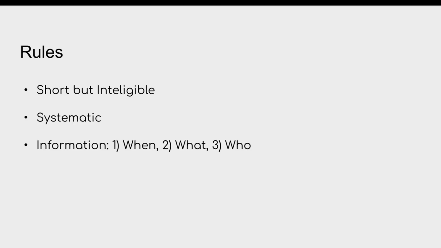Rules. There's rules for everything. I have rules for everything. A document name has to be short but intelligible. You have to be able to tell from the name of a document when, what, who. And this has to be systematic across your entire law firm or group or whoever you have control over, even if it's just you. You have to do this in a way that is organized.